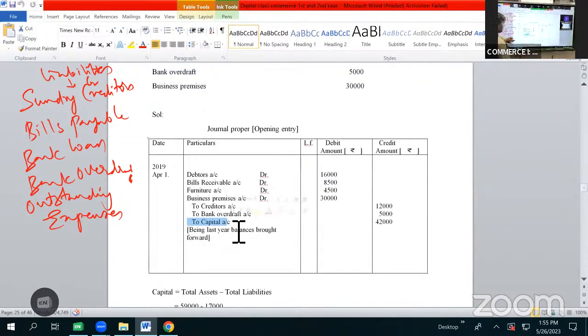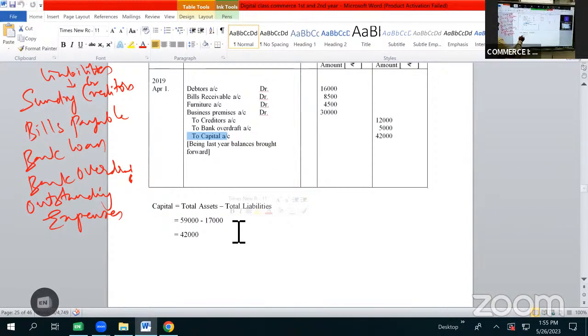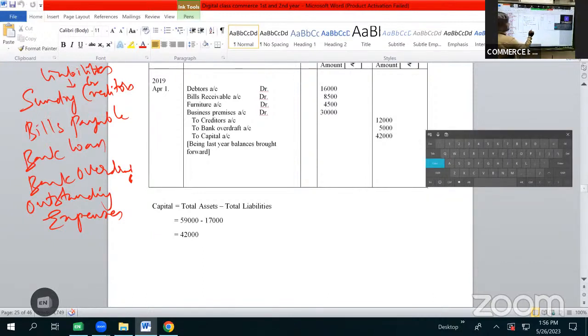How do we find capital? By applying the formula capital equal to total assets minus total liabilities. The value of total assets is by adding the debit amounts. 16 plus 4, 20, 20 plus 30, 50, 50 plus 8, 58 plus 1, 59. So total assets value is 59,000 and the value of total liabilities is 12 plus 5, 17,000. Subtracting 17,000 from 59,000, we'll be getting the answer as 42,000, which we'll be writing here as 42,000. And the narration will be taken as being last year balances brought forward.